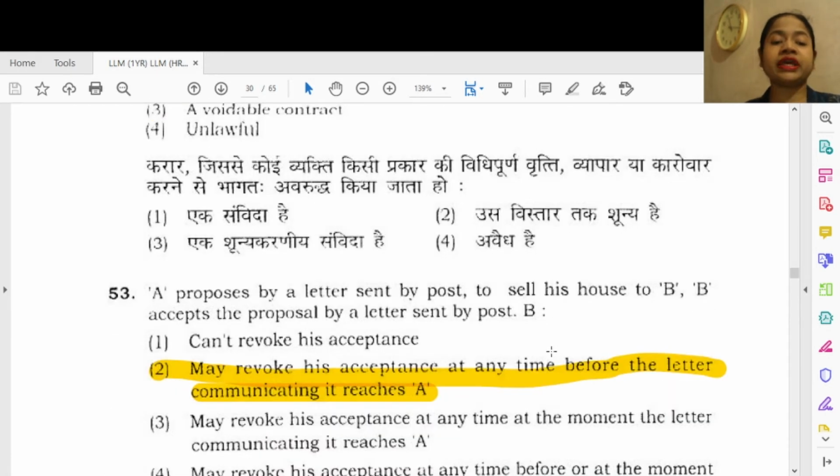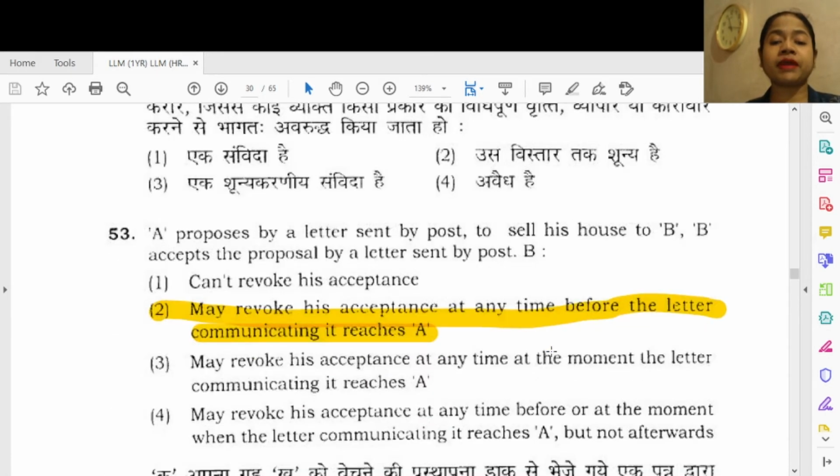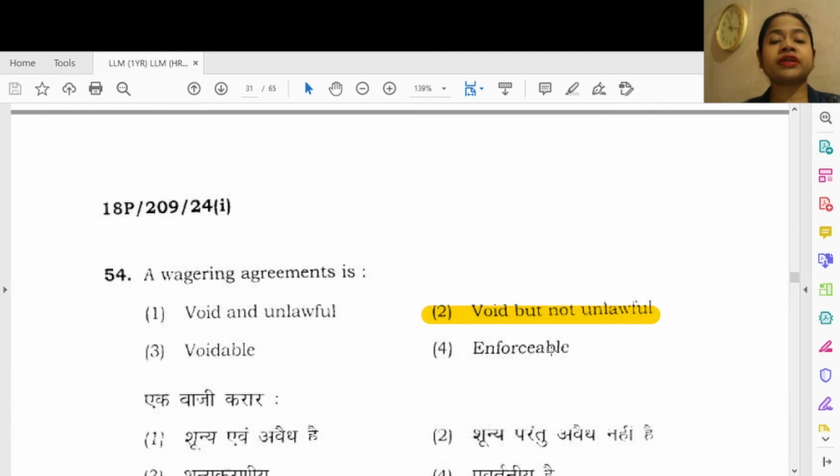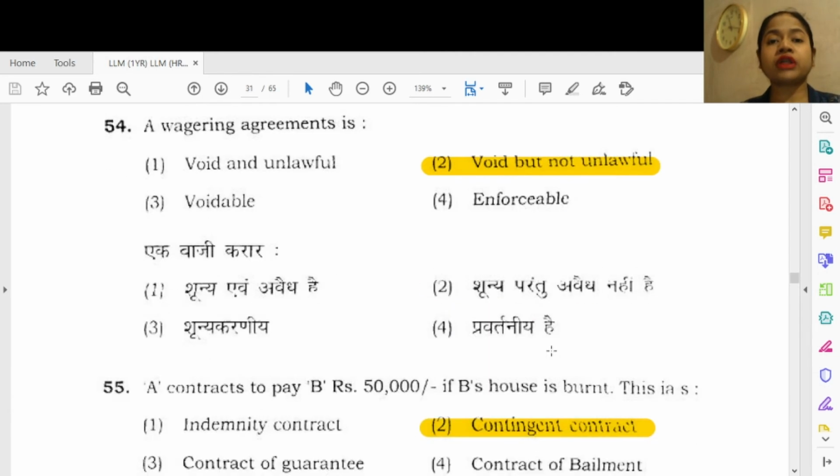Question number 53. A proposes by a letter sent by post to sell his house to B. B accepts the proposal by a letter sent by post. So can he revoke? In this case, B may revoke his acceptance at any time before the letter communicating it reaches A. 54. A wagering agreement is actually void but not unlawful.